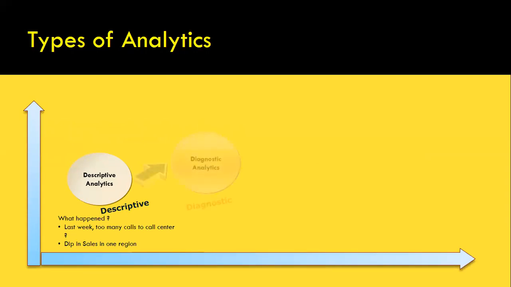The first is descriptive analytics and the next one is diagnostic analytics. Descriptive analytics is basically generating reports. The reports will show you what happened in the past. For example, last week, too many calls to the call center. How many calls we received is one of the KPIs when it comes to a call center. Resolution time is another one.